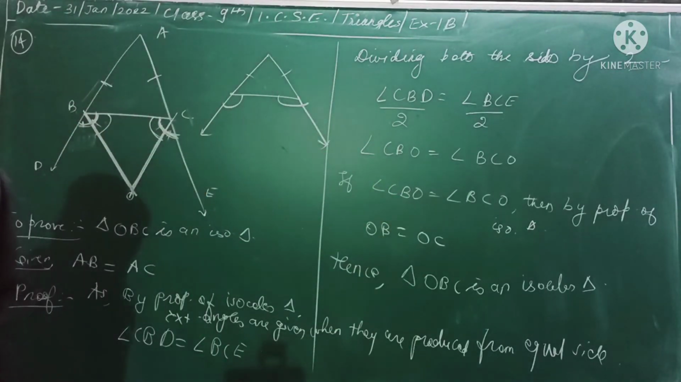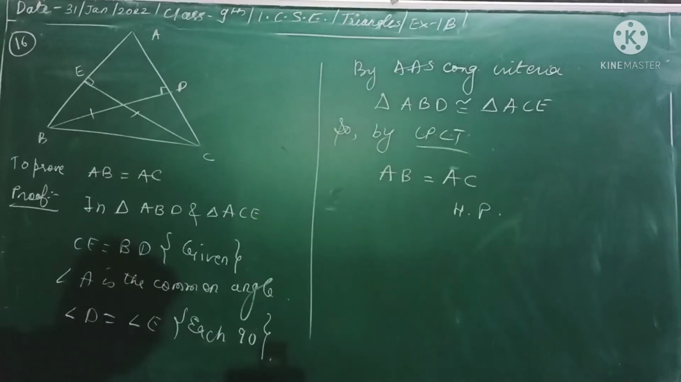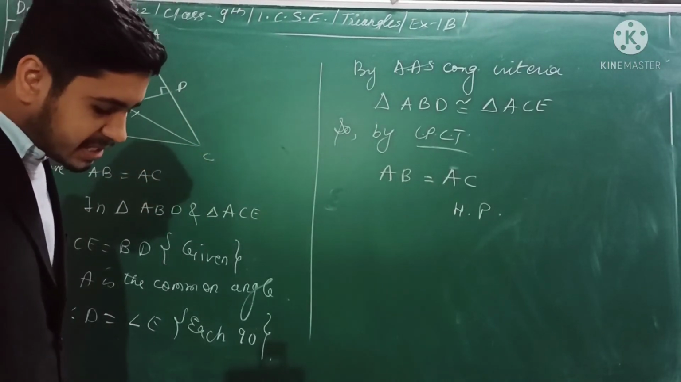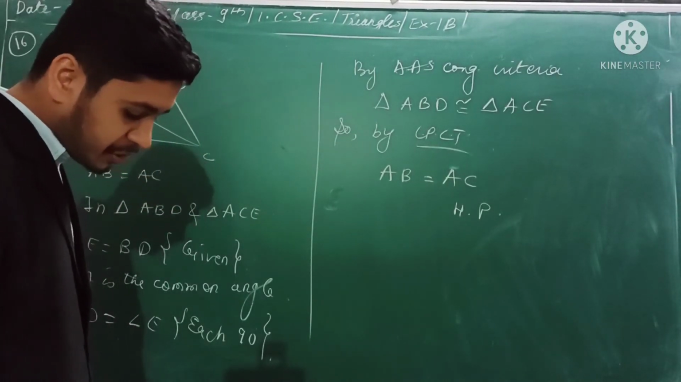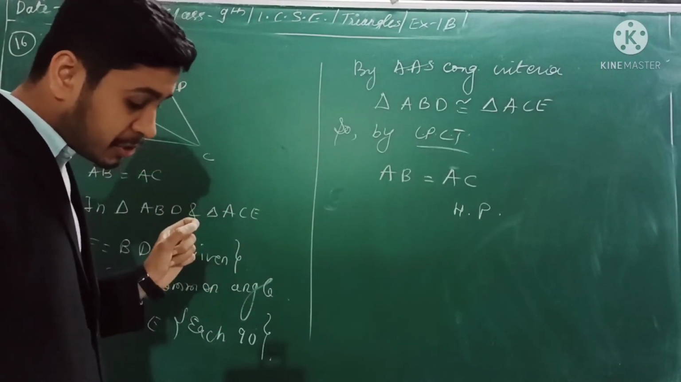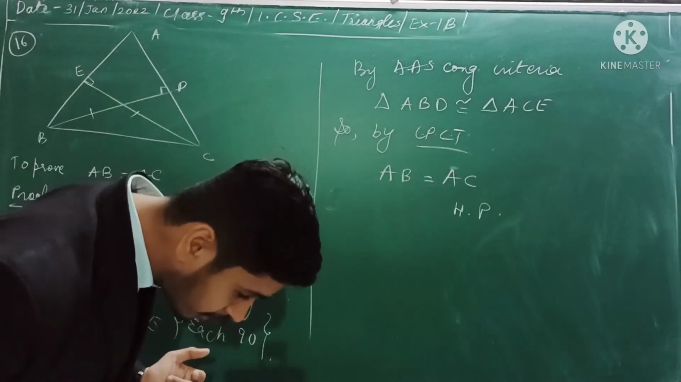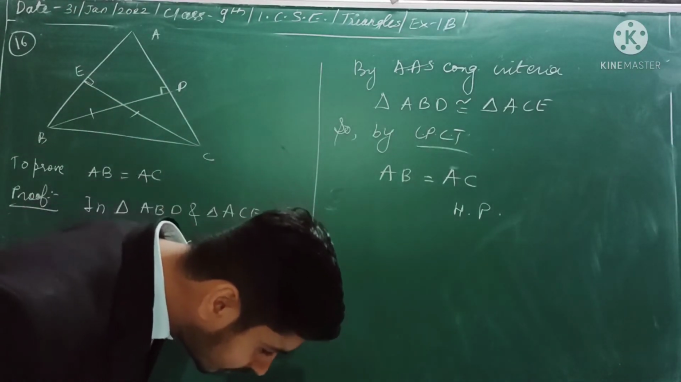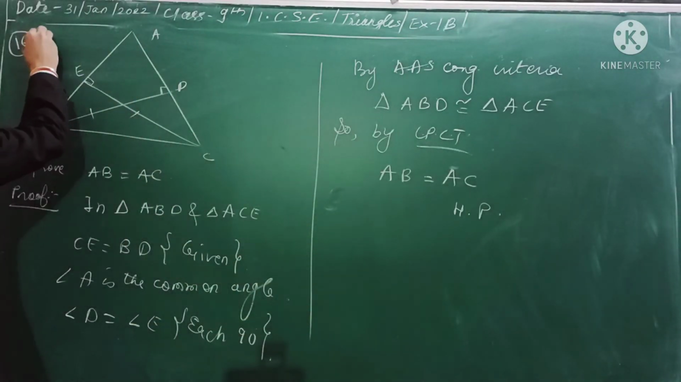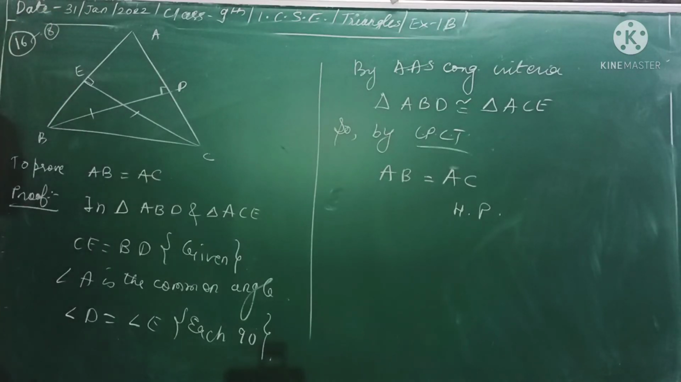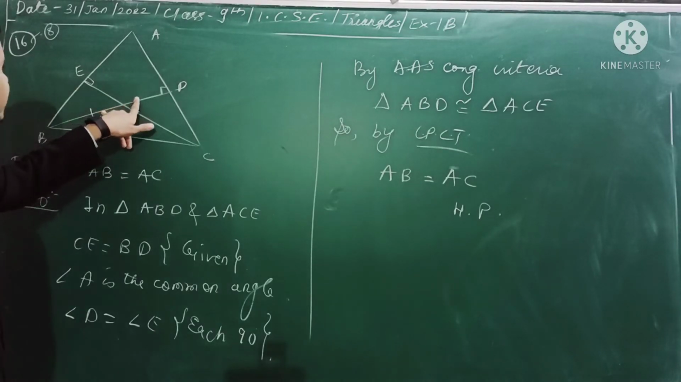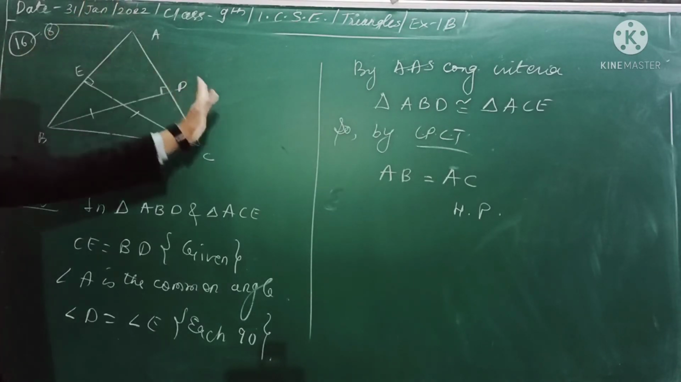Now let us come to the next question. Now come to question number 16. In triangle ABC, the altitudes BD and CE with respect to the sides AC and AB respectively are equal. Prove that AB is equal to AC. This is just the reverse of question number 8, where we proved that BD is equal to CE. This 16th question is totally the reverse of the 8th question. There in the 8th question, they were asking you to prove BD is equal to CE, provided AB was equal to AC.